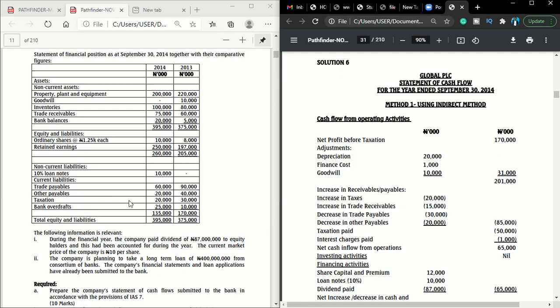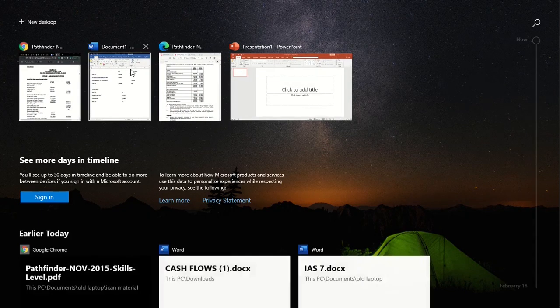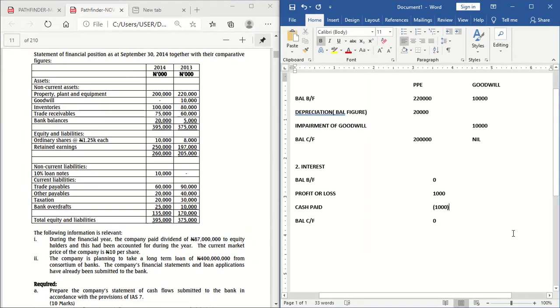Sorry, taxation at the beginning is 30,000, while taxation at the end is what? 20,000. So I can go to my workings again. In my workings, I will start working note 3. So that is taxation. We start with the balance at the beginning, balance brought forward. Coming to this place, we can see it is 30,000, so I'll put 30,000.